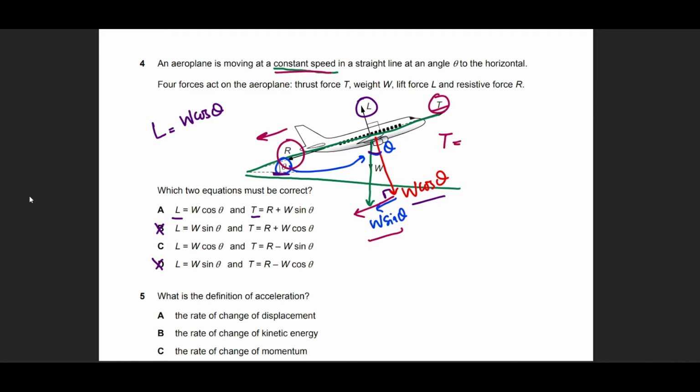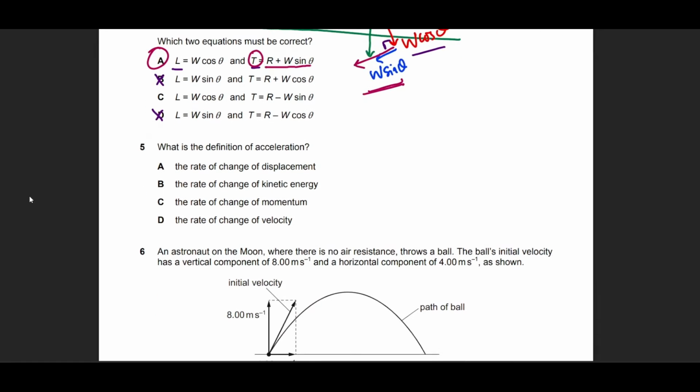So my thrust is actually not only equal to the air resistance, but it also has to compensate for the component of weight. So this is going to be R plus W sine theta. So I can see that T is R plus W sine theta in option A. So question number 4, option A is the true answer.